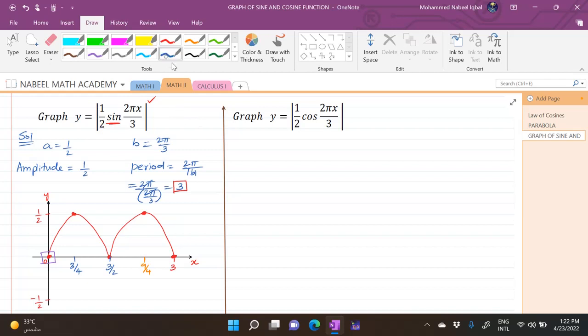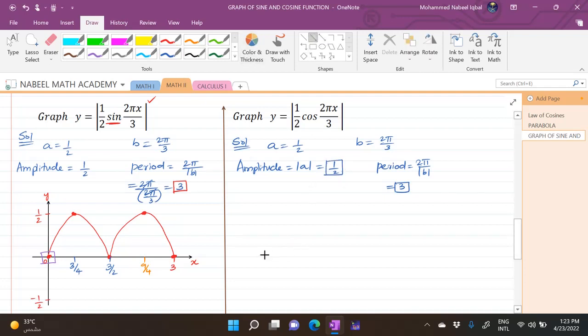So let us go with the cosine function. How does the cosine function look? This is the same rule: A is half, B equals 2 pi over 3. What is the amplitude? The amplitude is absolute A, which is half, and the period is 2 pi over absolute B, which is equal to 3. This is the same thing, you will find it. Now there is a change only in the graph. So what are the graph changes?